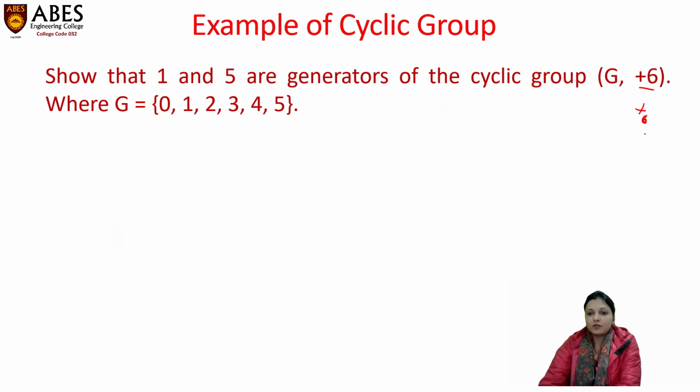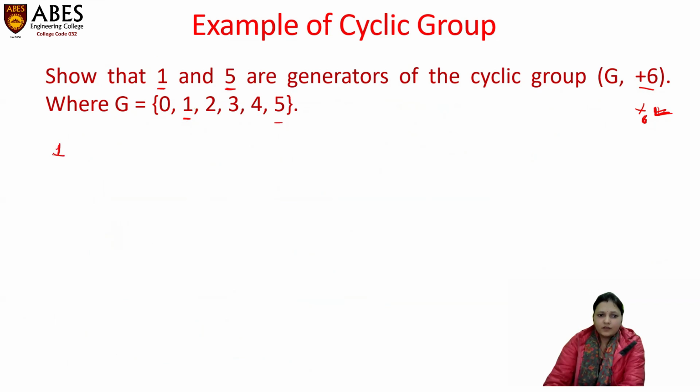So it is addition modulo 6. This operator is explained in the previous lecture of this unit. So I have to show that 1 and 5 are generators. It means that I have to show that 1 will generate 0, 2, 3, 4, 5. And I have to show the same for 5 as well. So I will start from 1.